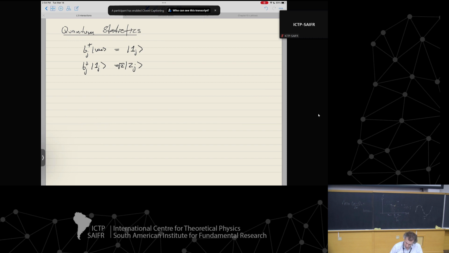With fermions, things are a little bit different. Let me write the fermionic operator c. If I want to make a single particle on what was an empty site, that's great. But now, if I want to make another particle on this previously occupied site, I get 0.